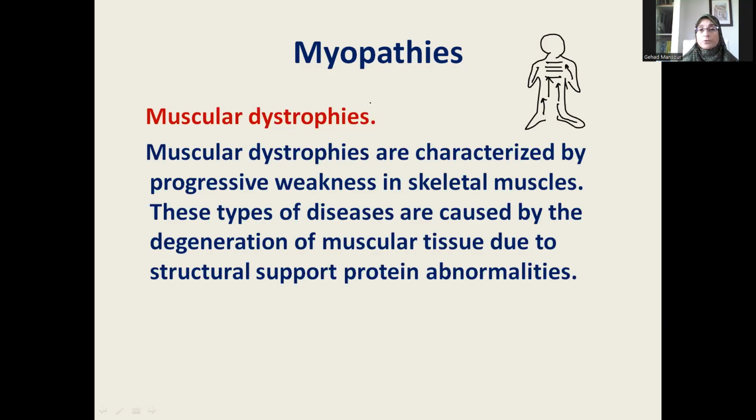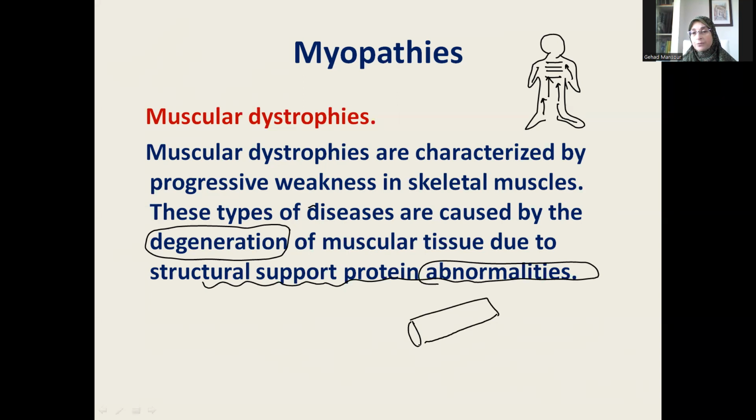And all muscular dystrophies are characterized by degeneration of the muscular tissue, meaning that the muscles weaken gradually. Why do the muscles weaken gradually? They weaken gradually because the muscular tissue degenerates. Why does the muscular tissue degenerate? Because the structural support proteins, like for example collagen, are not normal. So here the main problem is an abnormality in the structural proteins.